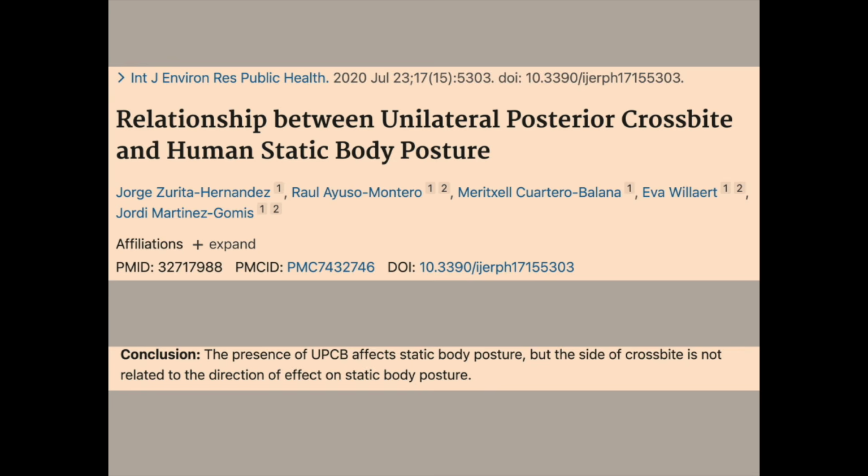But that jaw can get canted because of hyperactivity of the neck. So again, these patterns, this hyperreflexivity, can cause what we're talking about. Second one, relationship between unilateral posterior crossbite and human static body posture. Conclusion: the presence of the unilateral posterior crossbite, so a crossbite in the back of the teeth, affects static body posture, but the side of the crossbite, whether it's on the right or the left, is not related to the direction of the effect. It doesn't matter which side it's on, just crossbites are bad.